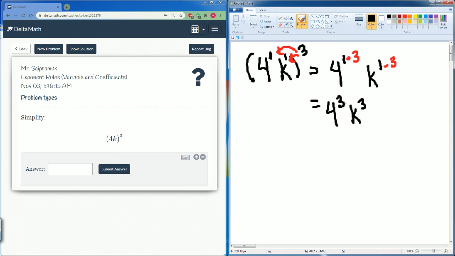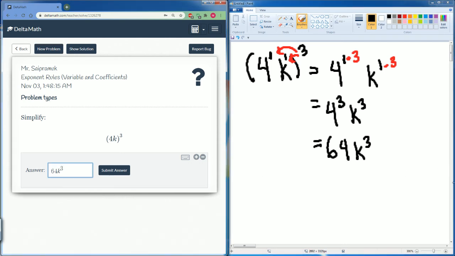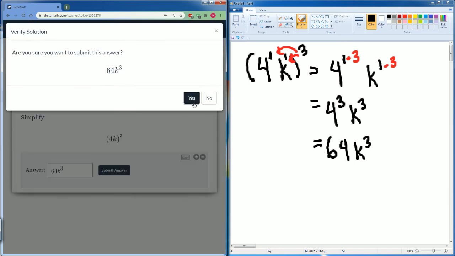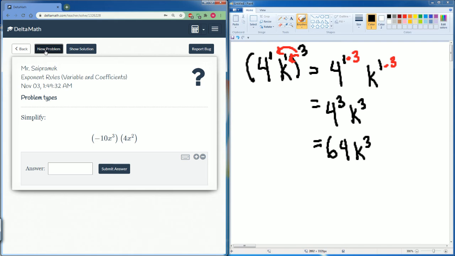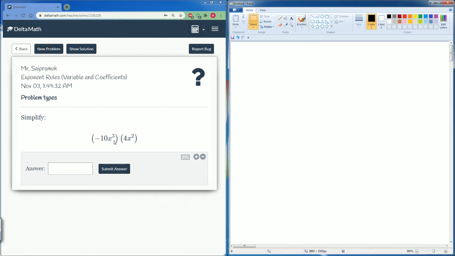4 to the 3rd power, if you use your calculator, you can type 4 to the 3rd power. This should get you 64. And you have k to the 3rd right here. 64k to the 3rd power. Submit your answer. And there you go. So the rest are the same. I can do this one for you because there's a negative.